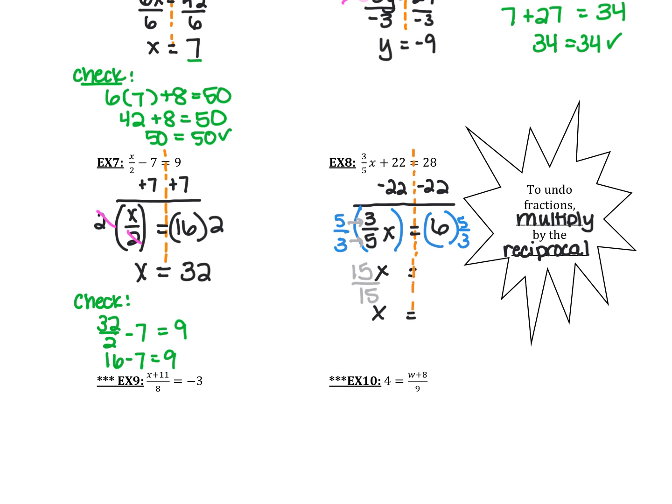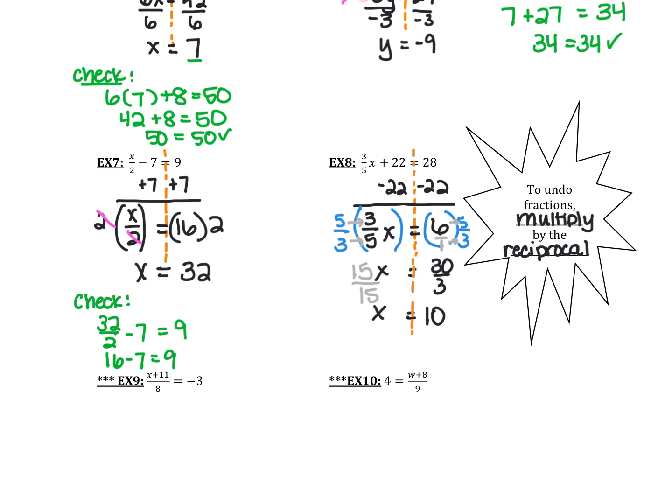Now, I am going to do the same thing with the 6. In order to multiply 6 with 5 over 3, I need to put 6 as a fraction, which is 6 over 1. And then I'm going to multiply straight across. So we end up with 30 over 3. And 30 divided by 3 is 10. So to solve a fraction, we multiply by the reciprocal. And multiplying by the reciprocal means we're multiplying by the flip of the fraction to undo it.